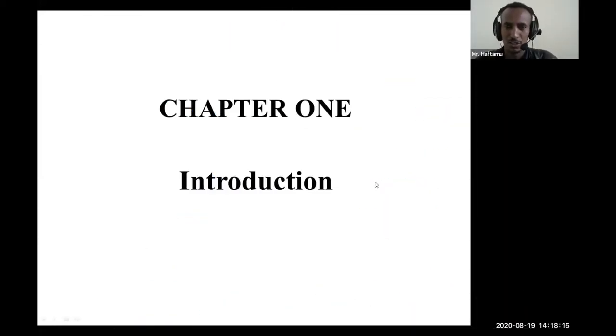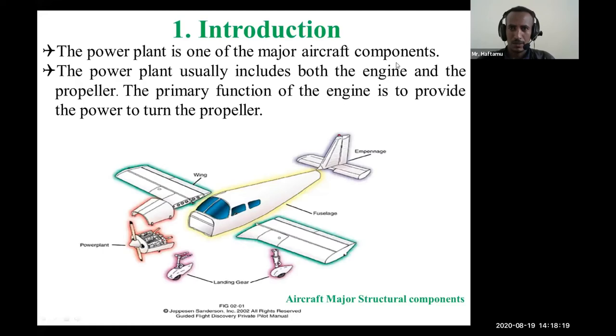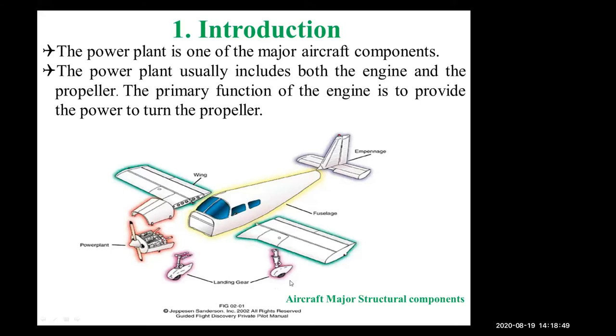Let's go to the first chapter, introduction. So, the introduction, as you know, of course, is the first chapter when you discuss aircraft structure and systems. We have discussed there are five major aircraft components. These are the wing, the tail section or the empennage, the fuselage section, the landing gear, and the fifth one is the power plant. So the power plant is one of the major aircraft components.